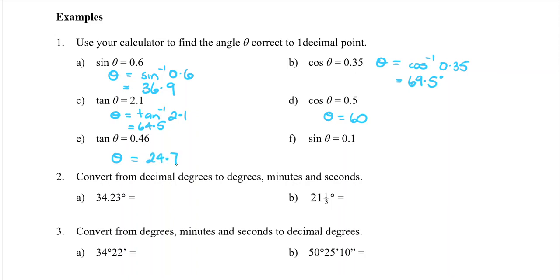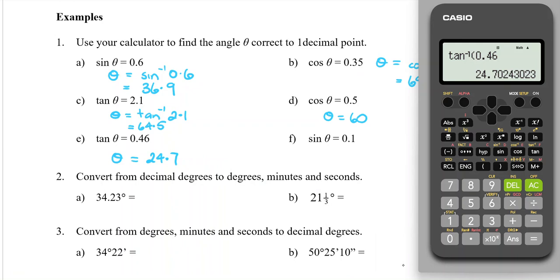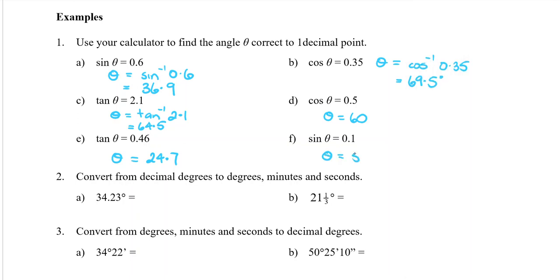Good. And last one of these, we are going to shift sine. For all of these ones, you have to press the shift, 0.1. So theta equals 5.7.